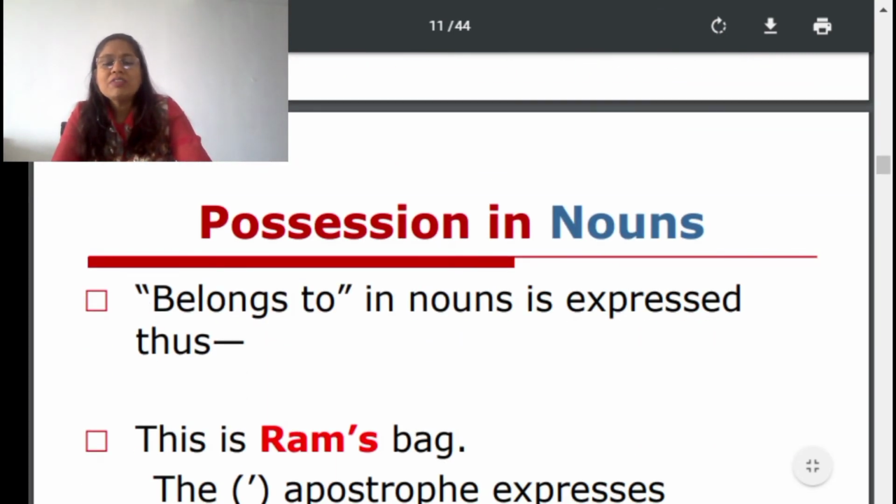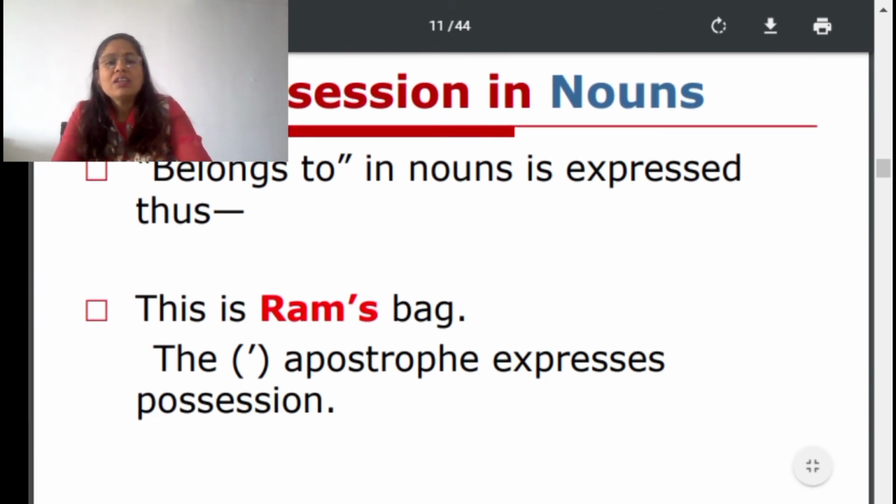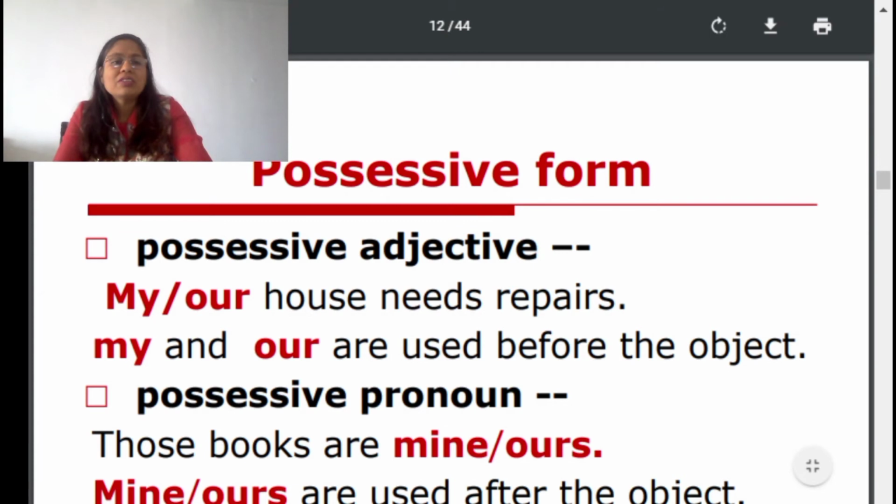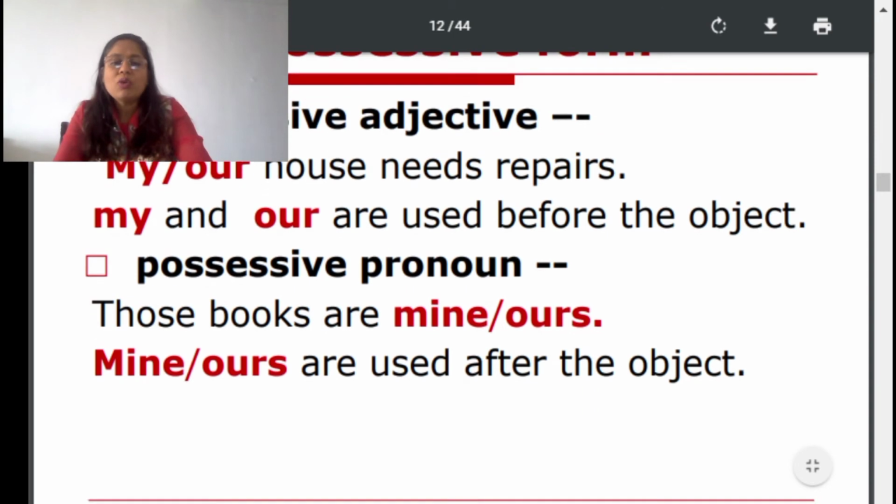How is possessive case expressed in nouns? Let us have a look. Belongs to in nouns is expressed like this. This is Ram's bag. The apostrophe expresses possession. But let us see how it is expressed in the case of pronouns. My or our house needs repairs. My and our are used before the object. The possessive pronoun, these books are mine or ours. Mine or ours are used after the object.